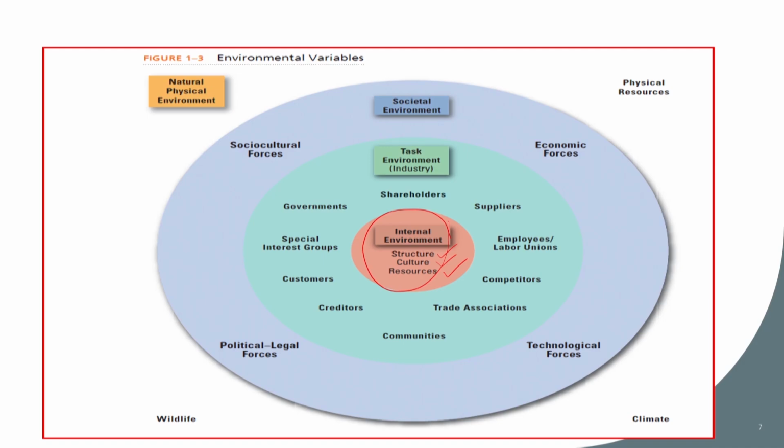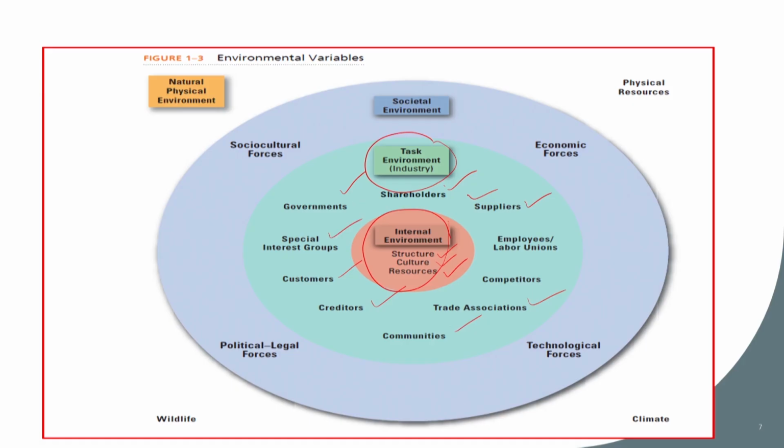And surrounding this, you can see the next layer, this is the task environment. Most of these are related to the industry where this firm belongs. So surrounding this, as I mentioned, is the task environment, including shareholders, suppliers of raw materials, and the suppliers of the output to the market, and the competitors and employers and trade associations, communities, creditors, customers, special interest groups, governments, etc.